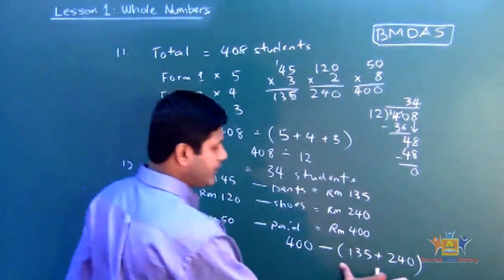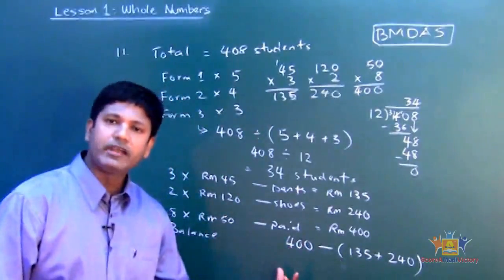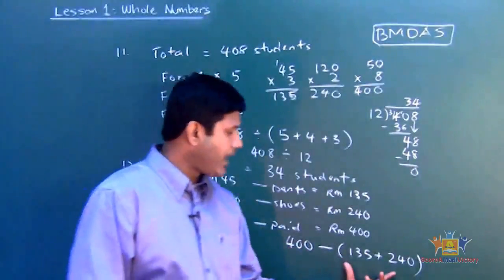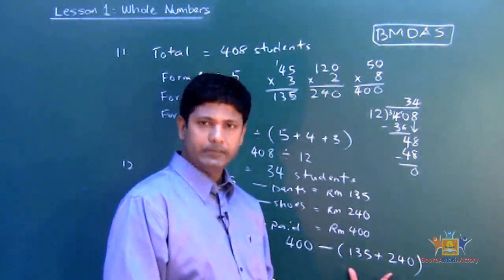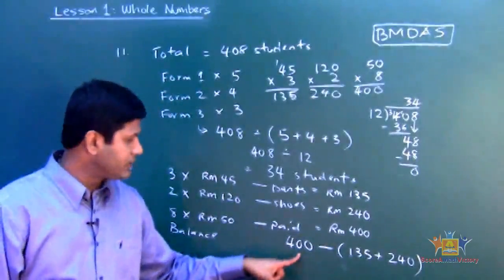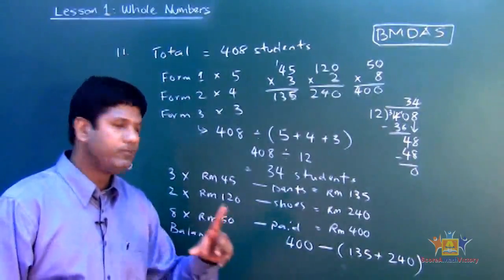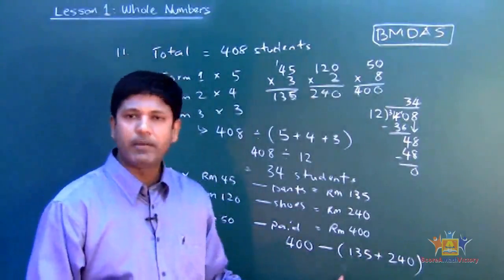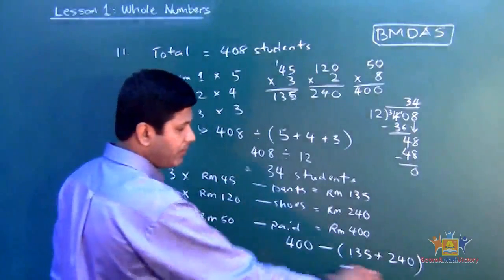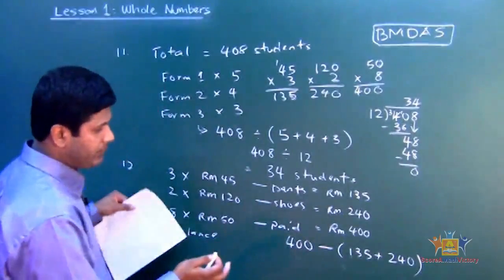See how the bracket comes in handy? In this case, we don't use the left to right method. Why? The bracket takes the priority. So you have to add this first and then subtract from the 400. Very important. If you have a problem like this, the bracket takes the priority.